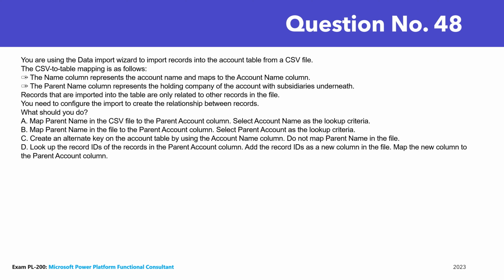What should you do? A. Map parent name in the CSV file to the parent account column. Select account name as the lookup criteria. B. Map parent name in the file to the parent account column. Select parent account as the lookup criteria. C. Create an alternate key on the account table by using the account name column. Do not map parent name in the file. D. Look up the record IDs of the records in the parent account column. Add the record IDs as a new column in the file. Map the new column to the parent account column.